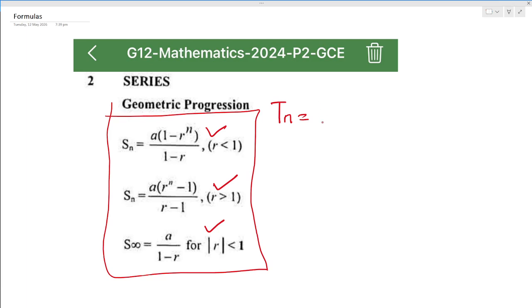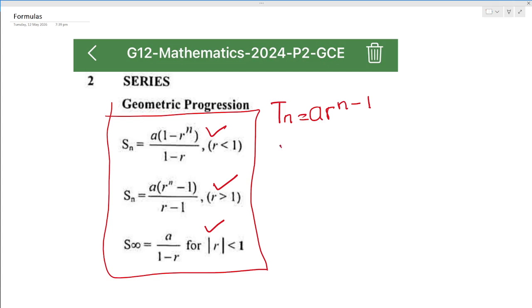So the formula for finding the terms is simply Tn is equal to A R to the power n minus 1, okay? Where A is the first term, R is the common ratio, and n is basically the term you're trying to find. Just like we are doing in AP, if you're trying to find the 20th term, then n becomes 20. If you're trying to find the 10th term, your n here is going to become 10. Okay, if you're trying to find the 7th term, n becomes 7. So that is the formula for finding the terms.